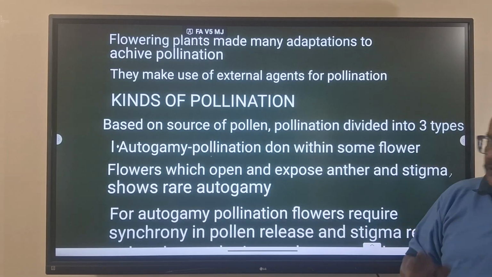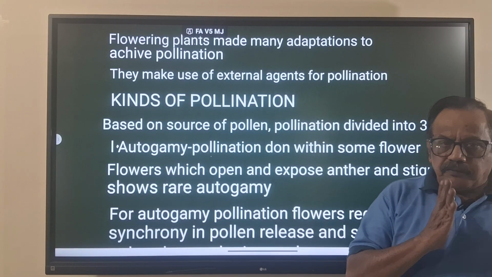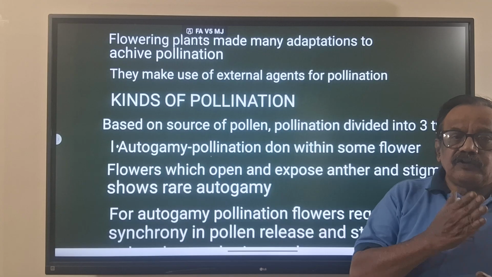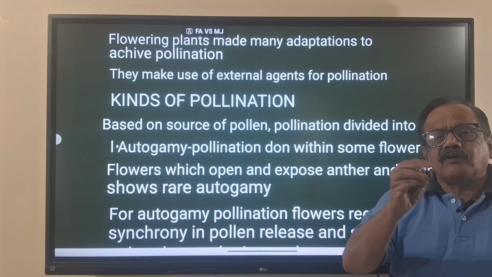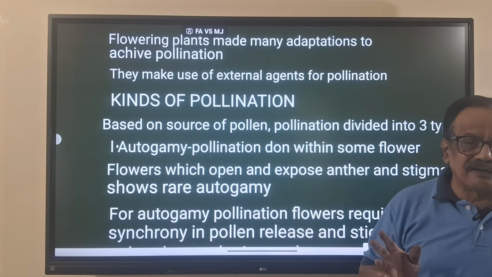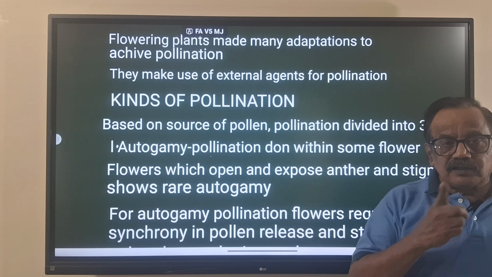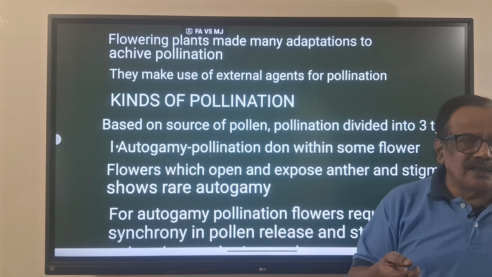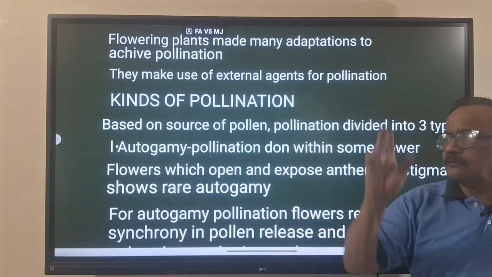When we look at autogamy, what happens? The pollen grain from the anther reaches the stigma of the same flower. So in this one, the flower must be bisexual. Stigma and anther both are in the same flower. If the pollination takes place like that, it is called autogamy.